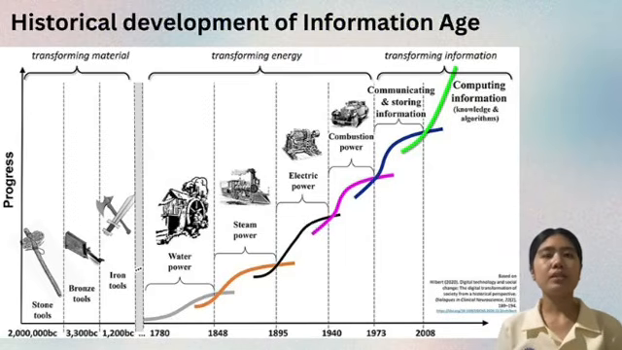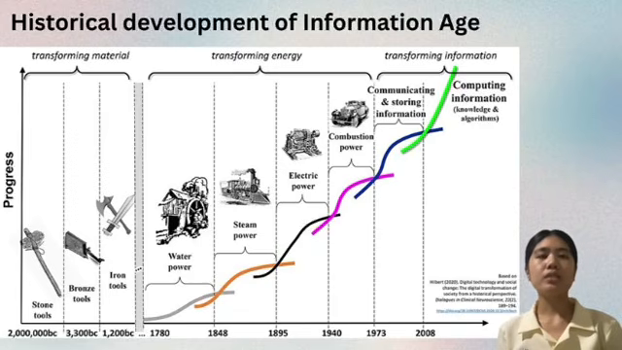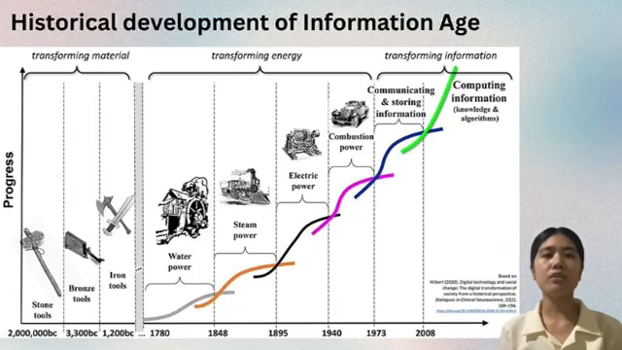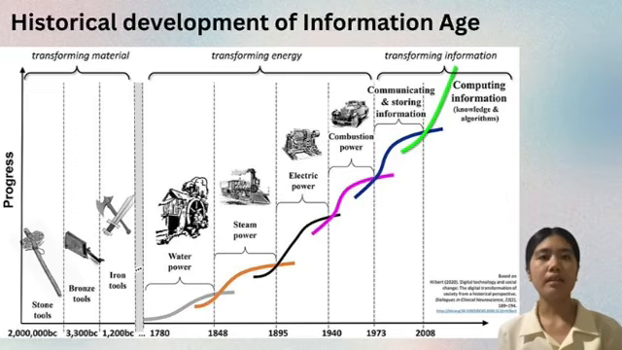Before we dive into the specific events of history, let's take a look at this picture. This chart shows how human technology has evolved over millions of years through three main stages: transforming material, transforming energy, and transforming information. The first one is transforming material, 2 million BC up to 1780.